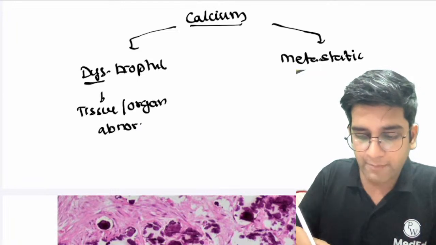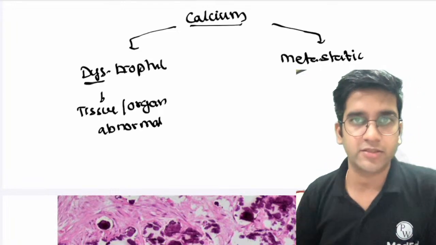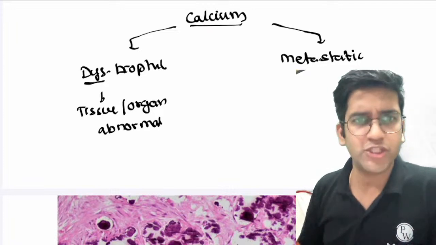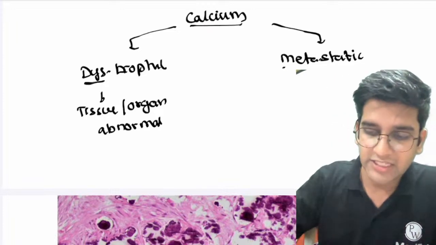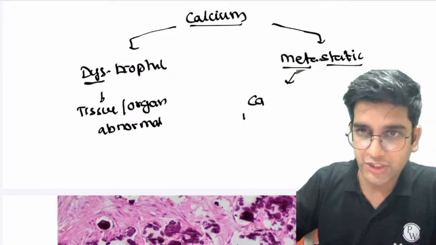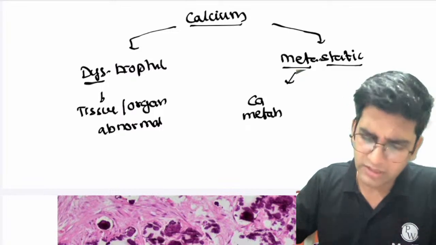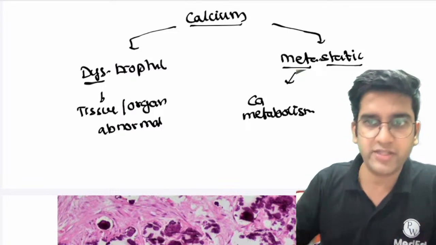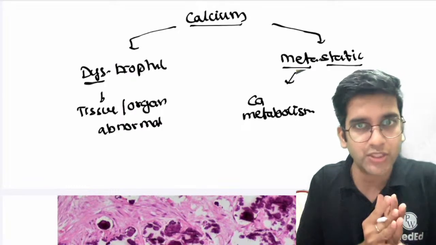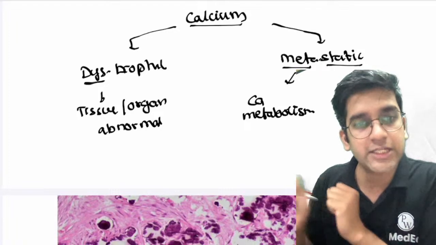So what do you think is abnormal in metastatic calcification? In one, the tissue is abnormal, right? In metastatic, it's meta, a change in homeostasis. Here, the abnormality is calcium metabolism. Yeah, you're right in calling it PTH increase, but I'll say it's calcium metabolism, that's all. In dystrophic calcification, tissue is abnormal. In metastatic calcification, calcium is abnormal.